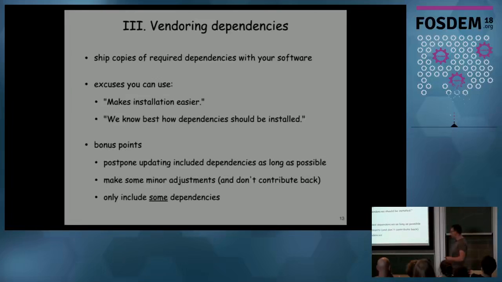Right? Even if they get bug fixes upstream, you're not seeing the bug fixes, so you're happy. Patch the dependencies, right? And don't send them upstream. Just keep the patches. You have the patches, you're fine. And only do it for some dependencies, not for everything. So say half of them you just include, the other ones, well, they have to install them, right?